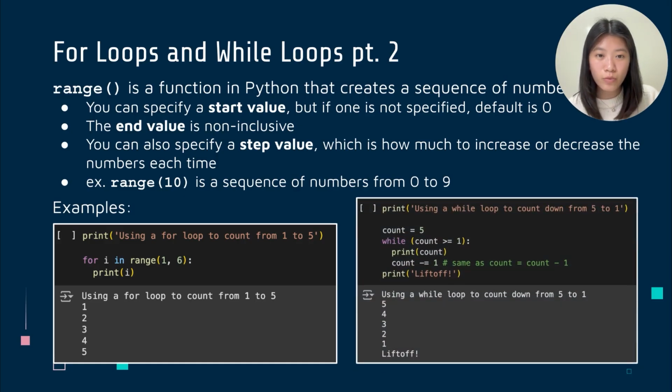In this next example, we're going to print using a while loop to count down from 5 to 1. So first we set variable count equal to 5, then we create our while loop. So while count is greater than or equal to 1, we're going to print count, and then we're going to do count -= 1. And that's the same thing as writing count = count - 1. And then after that while loop finishes running, we're going to print "lift off." So this output will give us, using a while loop to count from 5 to 1, 5, 4, 3, 2, 1, lift off.